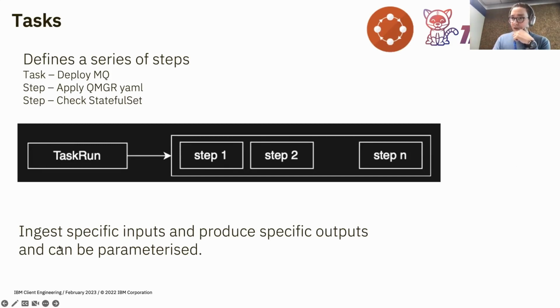The tasks allow us to ingest specific inputs and produce specific outputs, so we can string them together. I'll talk about that in a moment. And we can parameterize these inputs to the task as well, so we can reuse the same task to deploy, in this example, lots of different queue managers with different names.